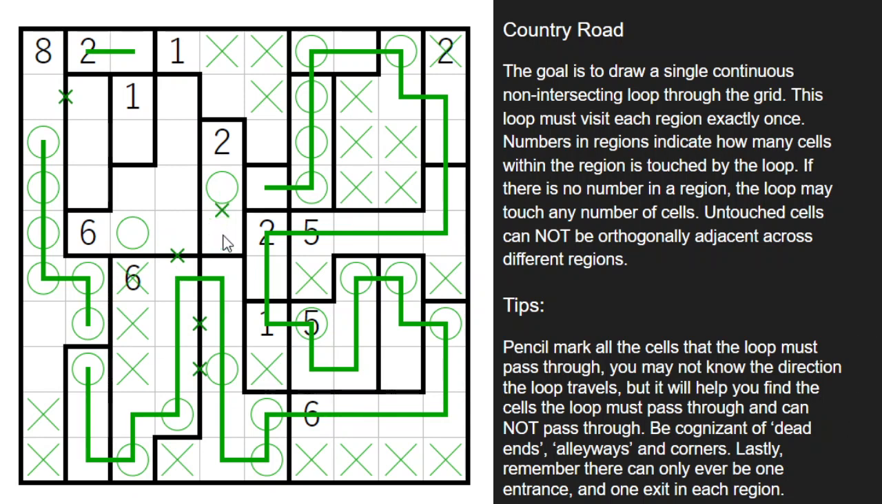Not sure if I explained that well enough for you guys, but point is, this cannot be part of it. So therefore, that has to be part of it. If that's not part of it, this adjacent one has to be. That's a corner, so we know that. These two have to connect.